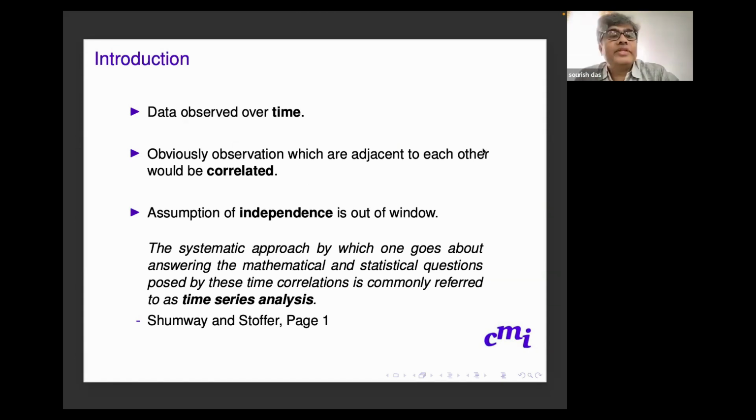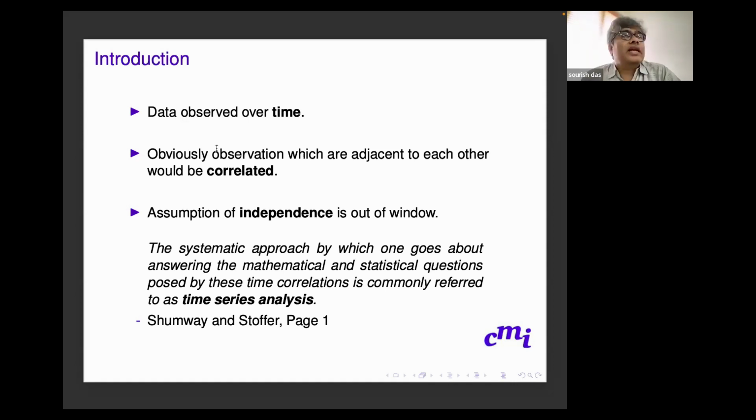So what is time series data? When the data is observed over time, that is typically time series data by definition. Values which are adjacent over time will tend to be correlated. So your independence assumption is out of the window.